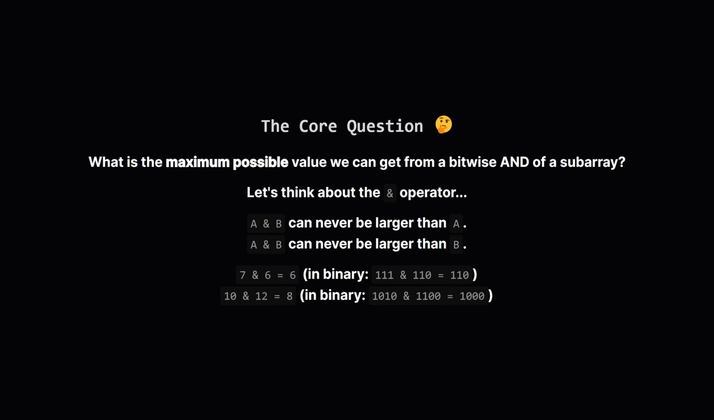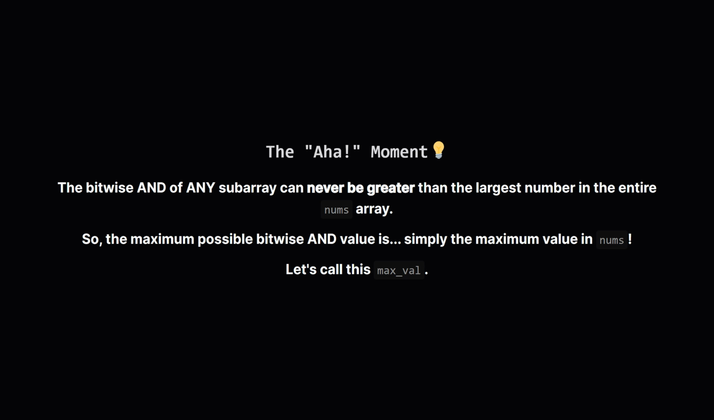So before we even think about subarrays, let's focus on the first part of the problem, maximum possible bitwise AND. Let's think about the properties of the AND operator. When you AND two numbers together, the result can never be bigger than either of the original numbers. In fact, it's always less than or equal to the smaller of the two. This leads to a really powerful insight. If we take a bunch of numbers from our array and AND them all together, that final result can't possibly be bigger than the single biggest number in the original array. This means the highest possible value we can ever hope to get from our bitwise AND is just the maximum value from the input array itself.